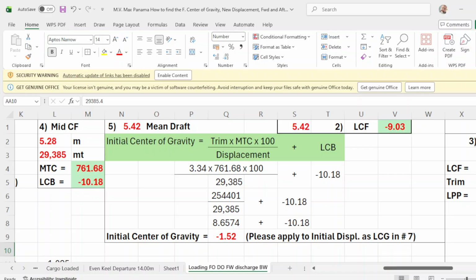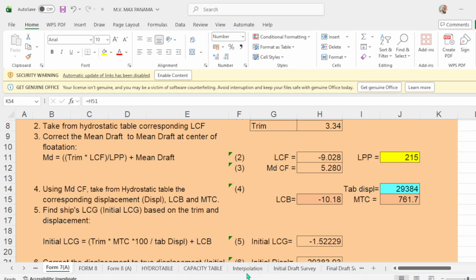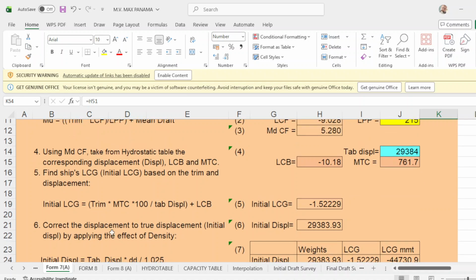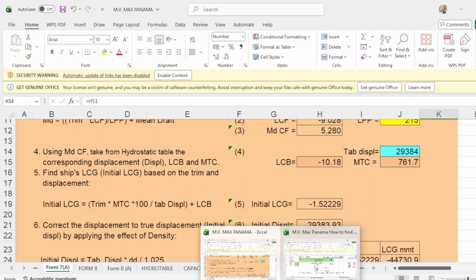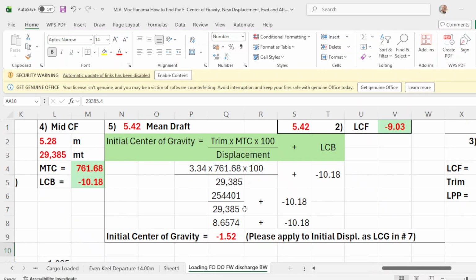So what is number 5? Find the initial LCG based on the trim and displacement. So the formula for initial LCG is trim times MTC times 100 over displacement plus LCB. And the answer will be negative 1.522. So by manual computation, number 5, this is the one.